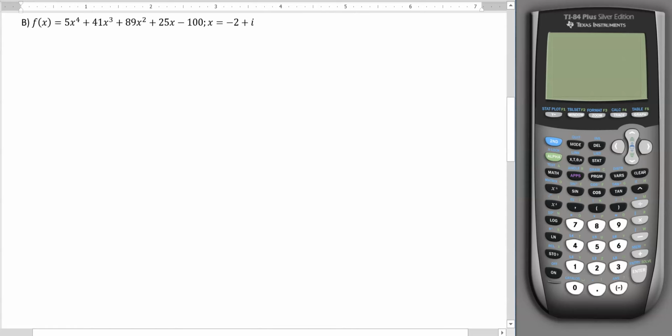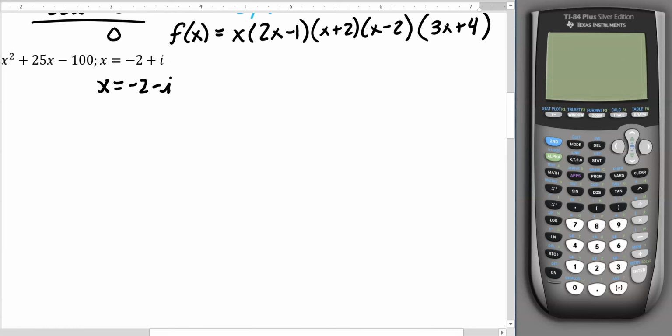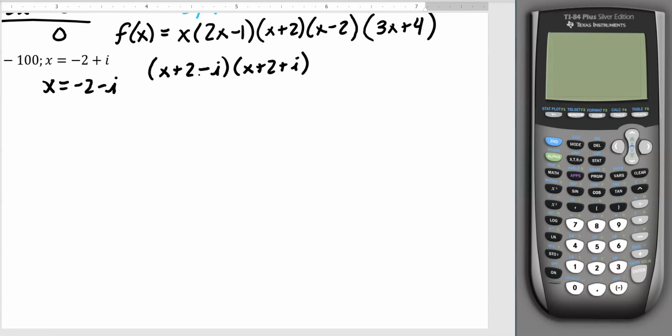All right, well, if x equals negative 2 plus i, we know x must also equal negative 2 minus i. So let's do some multiplication with these factors. I'm going to create the factors here. My negative 2 plus i would come from the factor of x plus 2 minus i. Negative 2 minus i would be x plus 2 plus i. And we're going to multiply these out. Now remember, if we do this right, anything with an i in it should cancel.